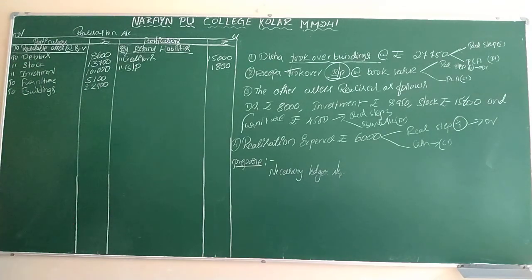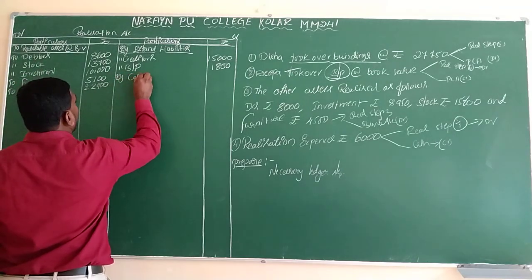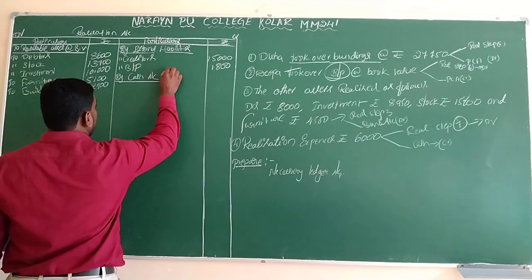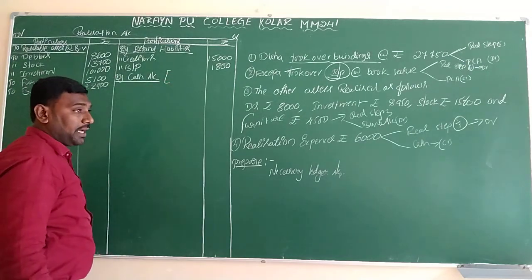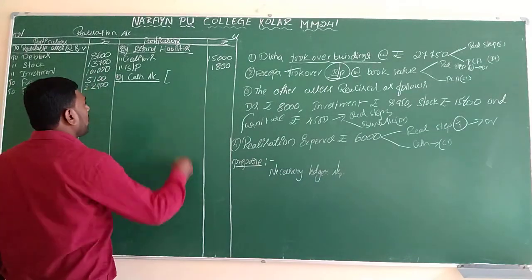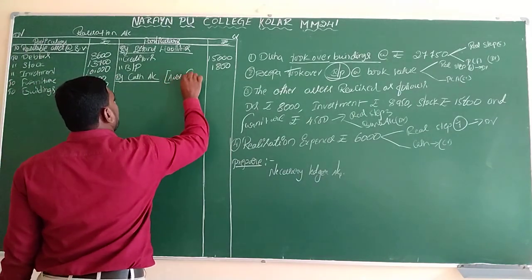Let's come to step number 3. What it says is assets realized. Step number 3 always comes to the credit side only, by cash account. Why should we use the term cash? Because in the balance sheet, on the asset side, the current asset cash is given, so we have to write cash account in brackets. We have to write assets realized.